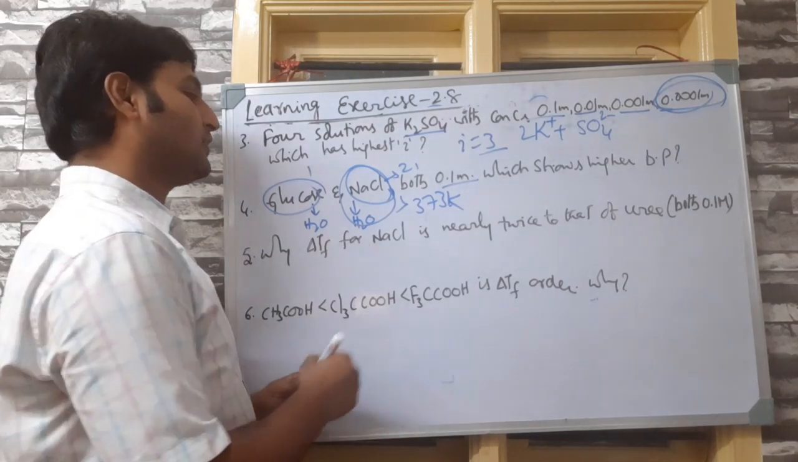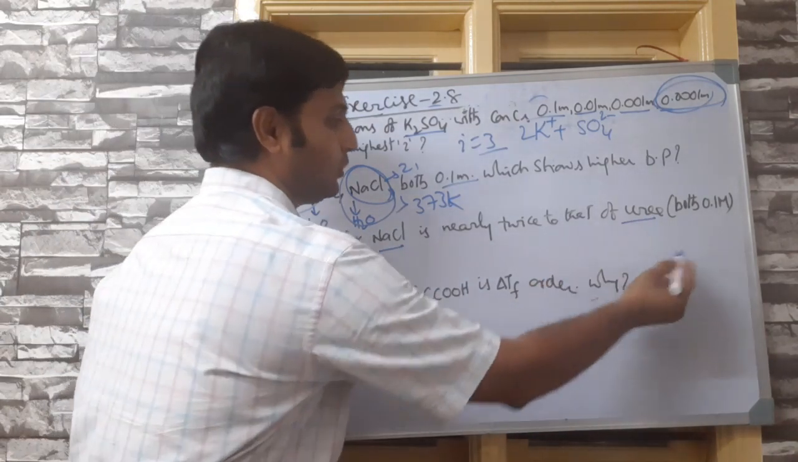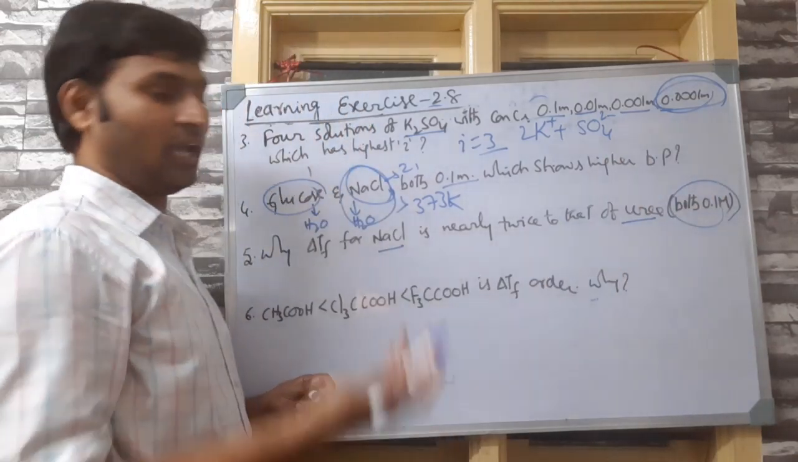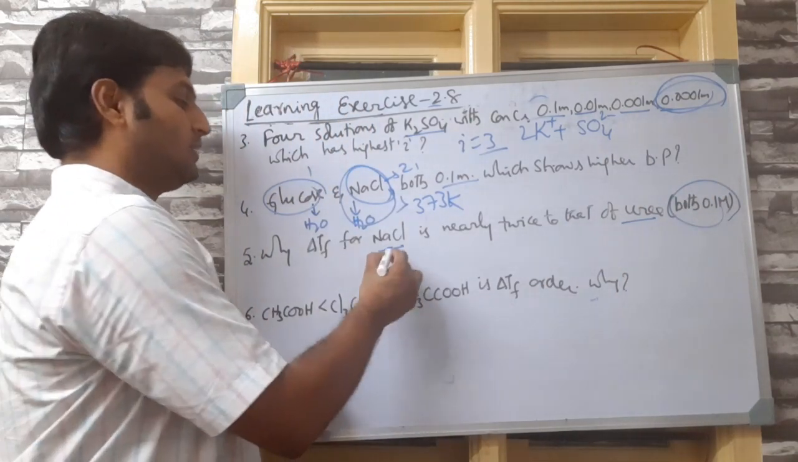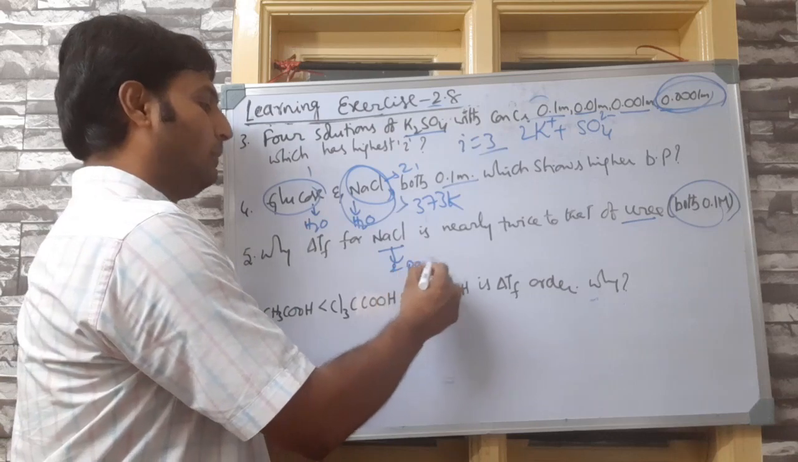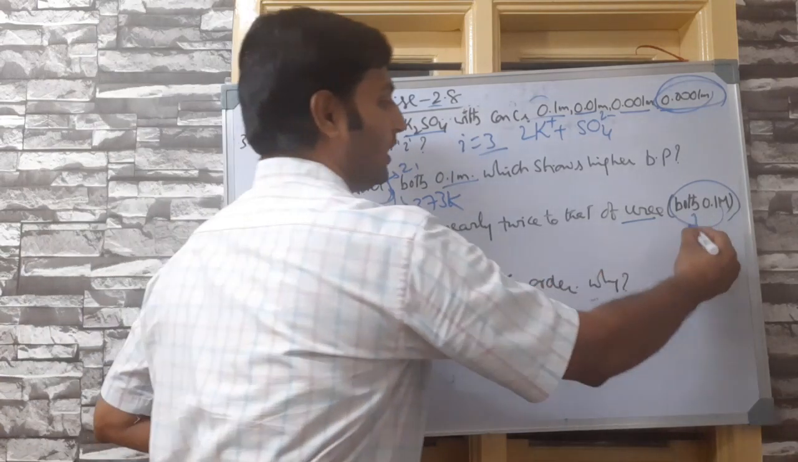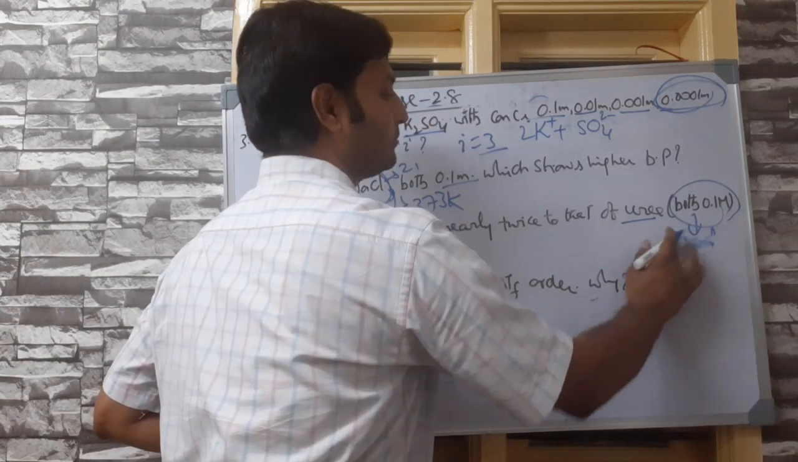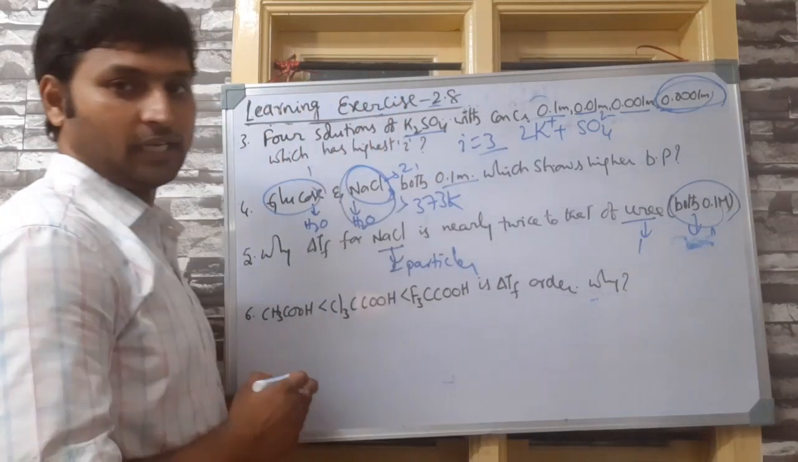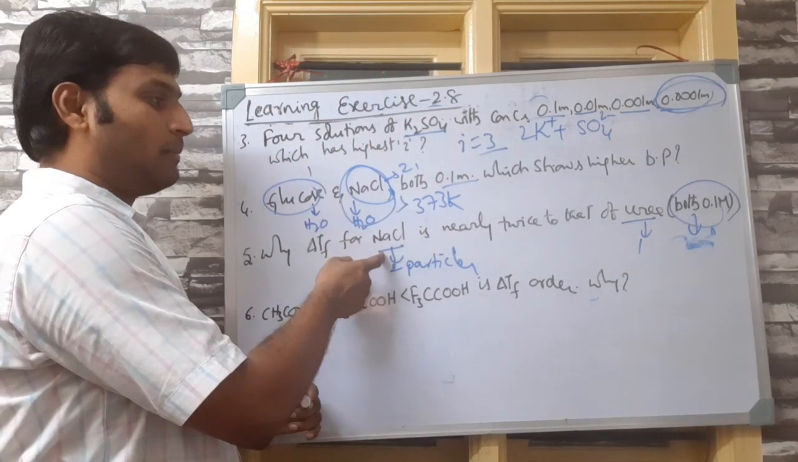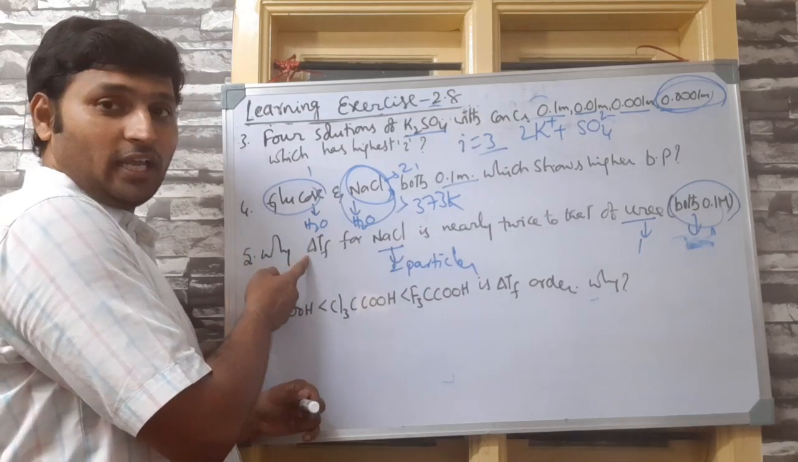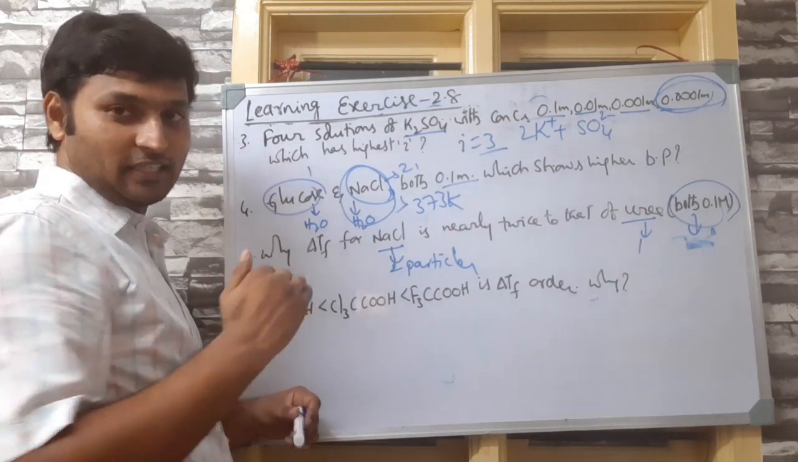Why is delta TF for sodium chloride nearly twice that of urea? Both are 0.1 molar. Again the same thing. This produces two particles per particle. This produces only one particle per particle, urea, because it doesn't dissociate. The more the number of particles, the more the value of the colligative property. That is depression in freezing point.